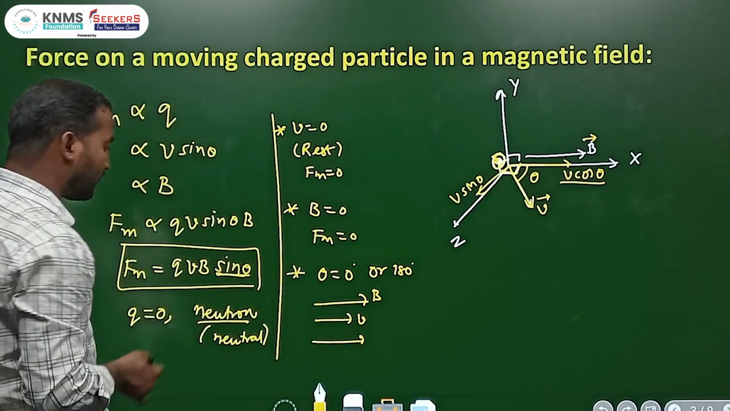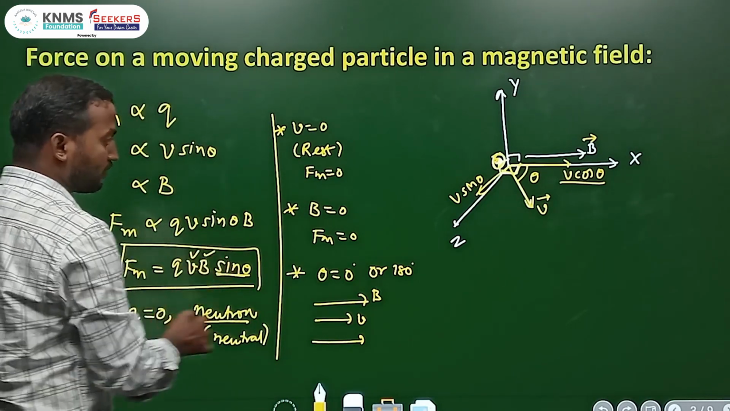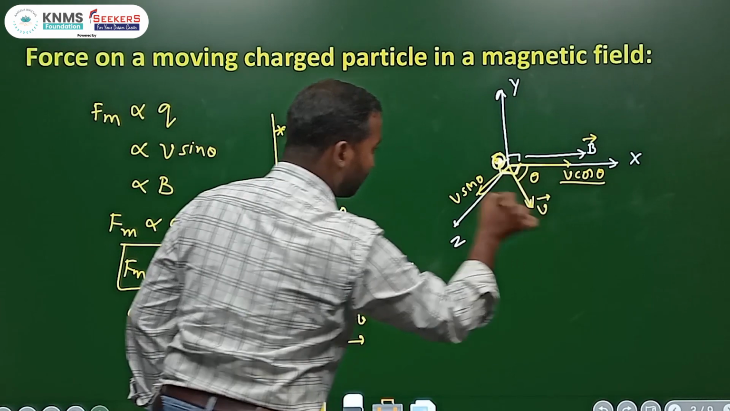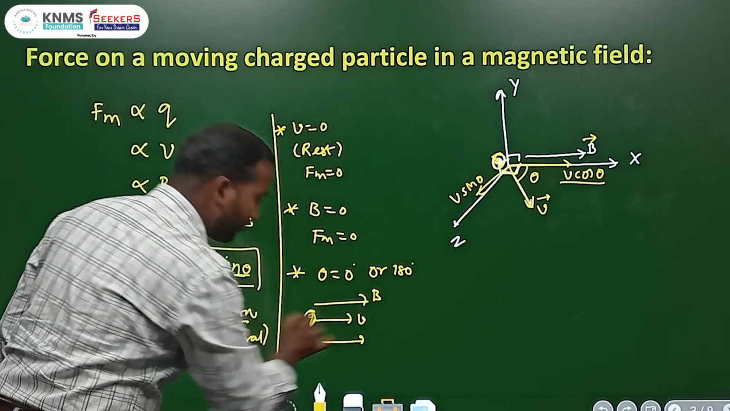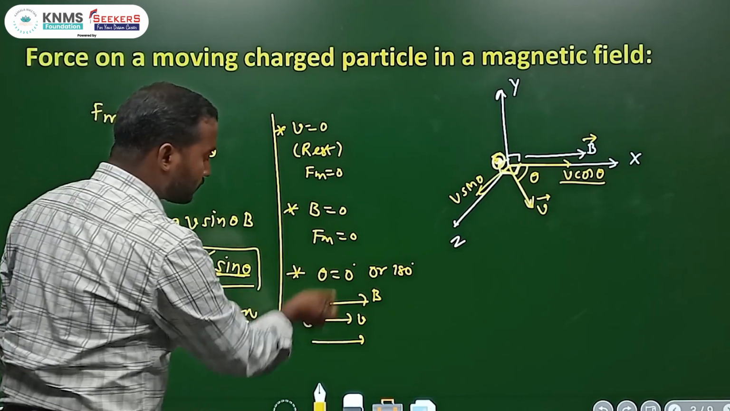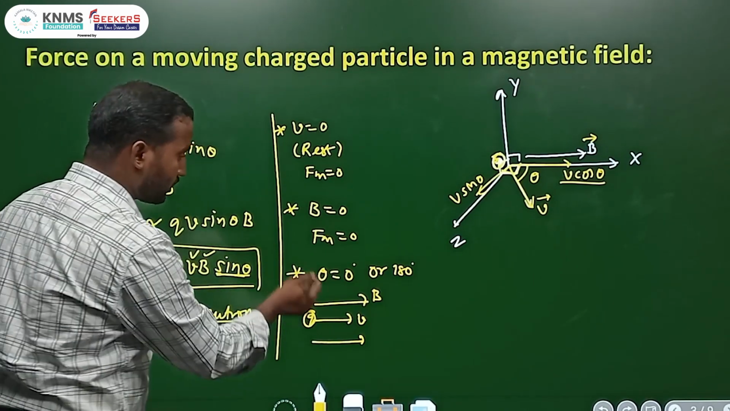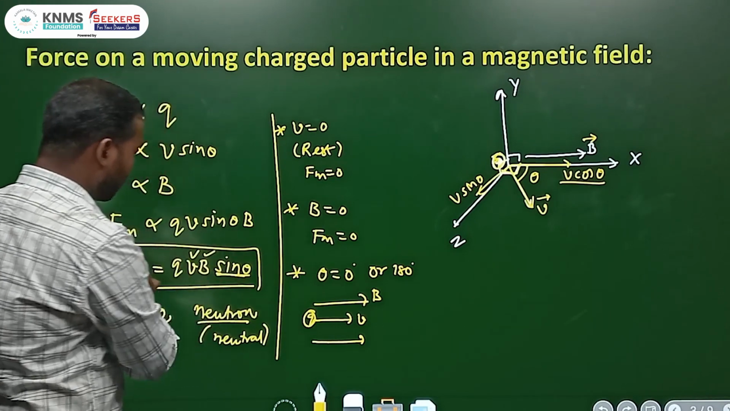What is theta, by the way? Theta is the angle between the velocity vector and the magnetic field, which you can see here. So if a charged particle is moving in the direction of the magnetic field itself, then it will experience no force, because sin 0 is 0, so the magnetic force will become 0.